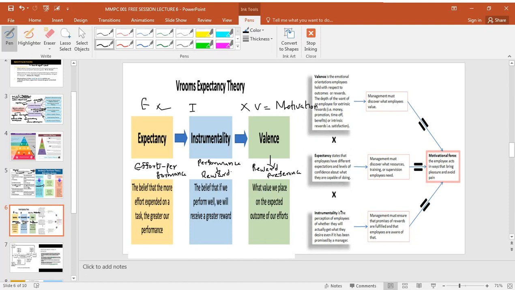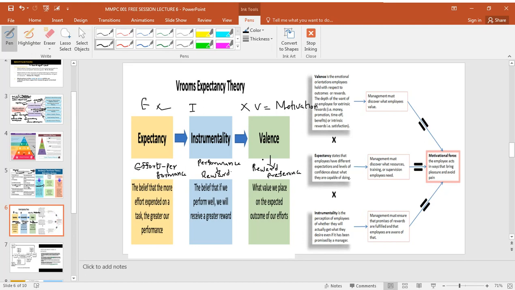So they are doing a job, they are putting their performance effort to get things done so that they can achieve the reward. So it's a duty of the management to ensure that the reward they have promised is fulfilled, right? So those are the three terms. So valence into expectancy into instrumentality, that will lead to the motivation, right? So that is Vroom's expectancy theory.